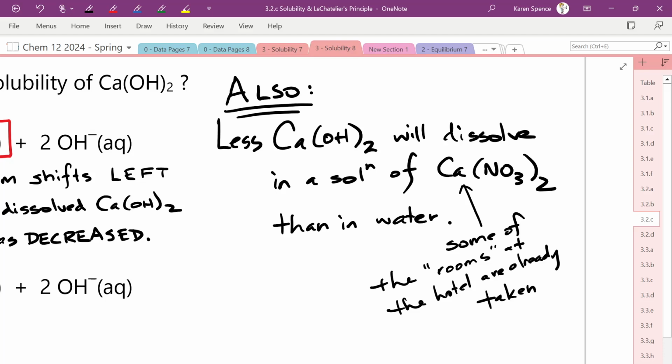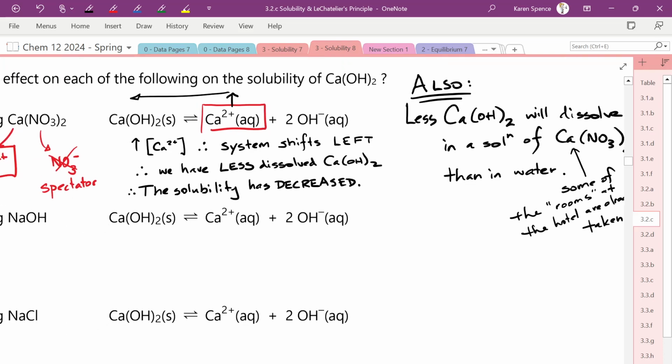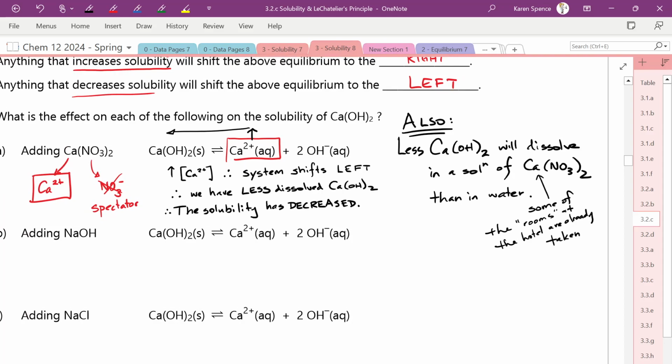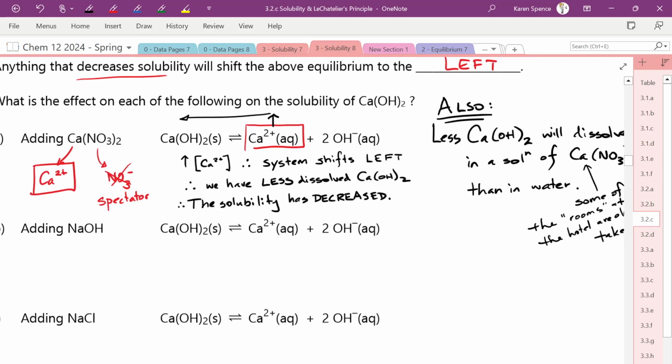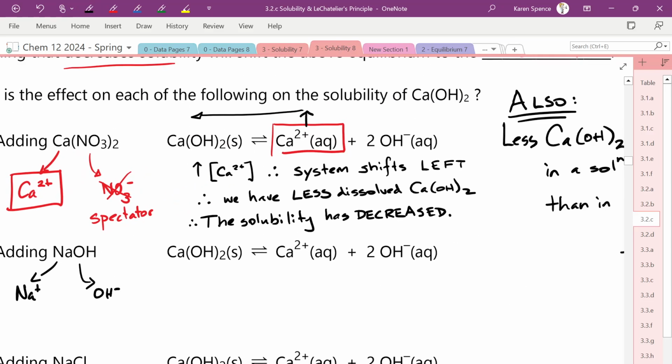Okay, we got to screech through the rest of this, because we have 7 minutes left. All right. Add some NaOH. This one should be fairly straightforward. Once again, do not think NaOH, think Na plus and OH minus. Which of those will affect this equilibrium?